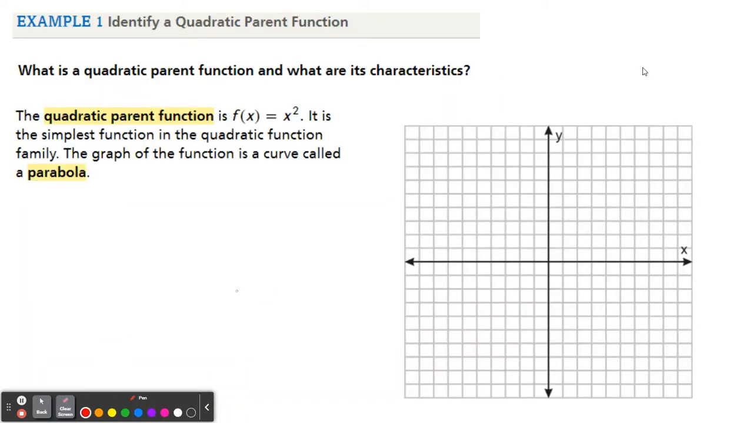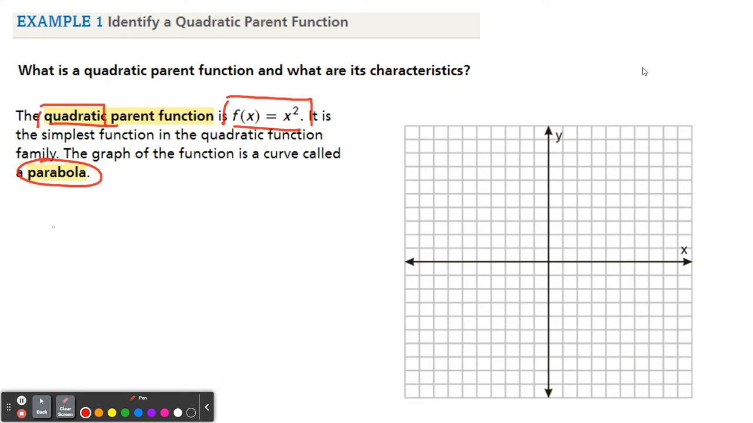Okay, so it says, what is a quadratic parent function and what are the characteristics? So this is the quadratic parent function, right? f of x equals x squared. Nothing else, no bx, no c, there we go, right? It's going to be the shape of what we call a parabola. A parabola is like a U shape. Okay, it's not a V shape because it has a rounded curve, so we're going to call it a U shape. Okay? All right, so let's go ahead and use an xy table to try to build this function.